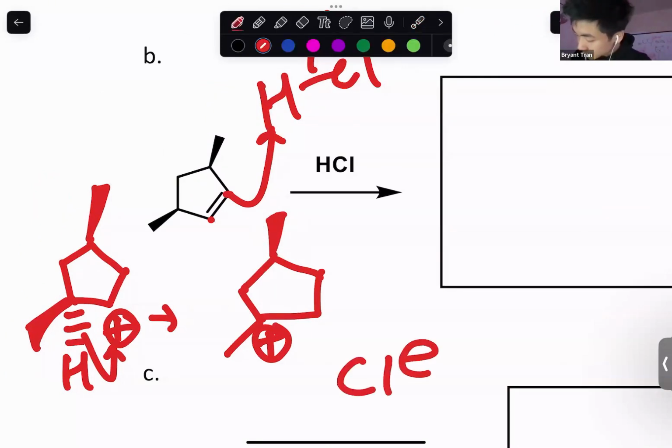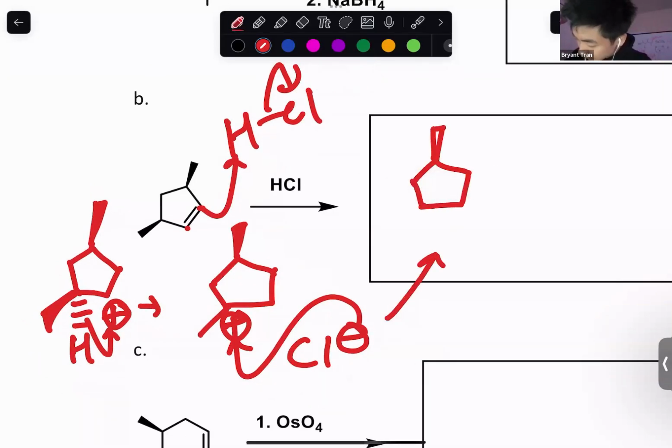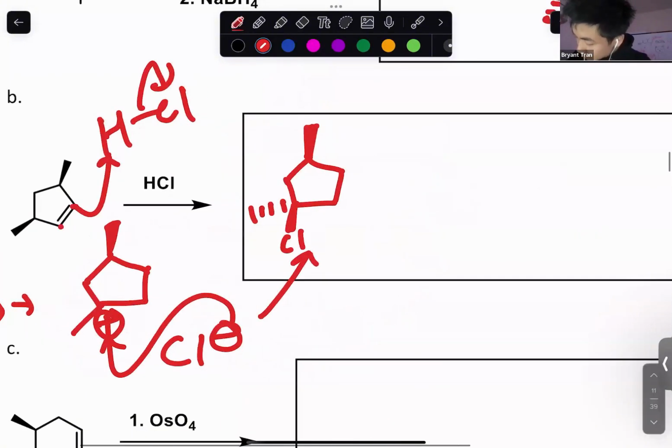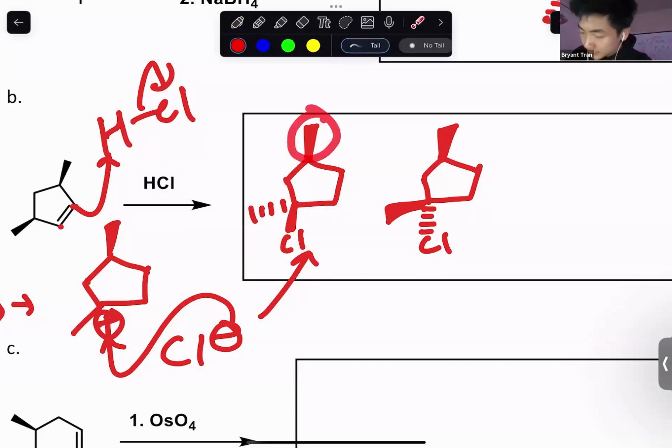Once we have our most substituted carbocation, the Cl minus that we got earlier is going to attack that carbocation, and because it's flat, the chlorine could attack on the top side, giving us a wedge chlorine, making the methyl a dash, or it could have attacked on the back side, giving a dash chlorine, making the methyl a wedge. We notice that the other methyl group here stays untouched. It stays as a wedged group.